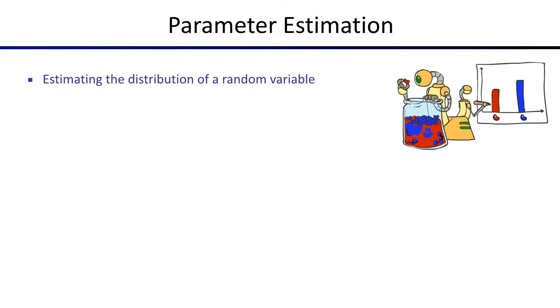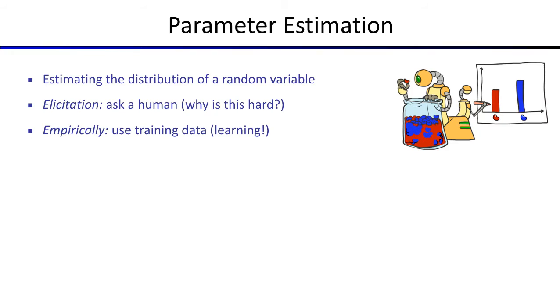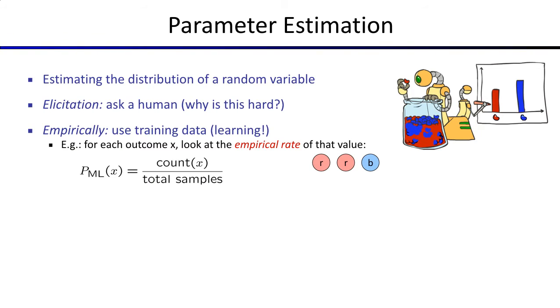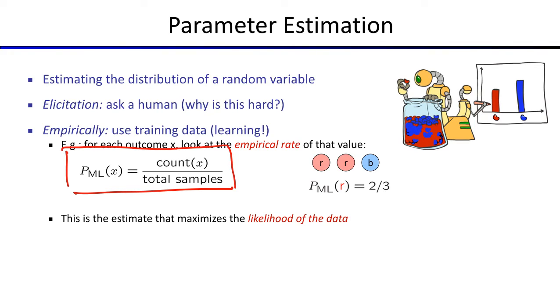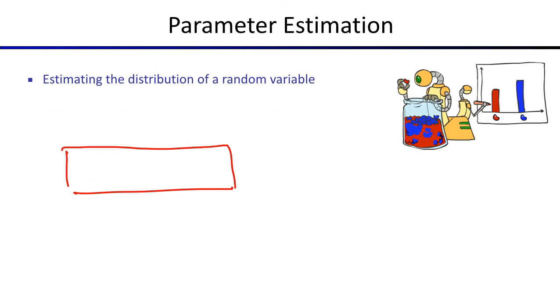So let's start by reminding ourselves of where these parameter estimates were coming from in the first place. We said we can either elicit these from people or we can use training data. The way that we've learned to use training data is, for each of the outcomes that we care about, we just count the number of times that outcome occurs relative to everything else that happens in the world. Why is this a reasonable thing to do? What's magical about this particular estimate for a probability distribution that I'm trying to fit?